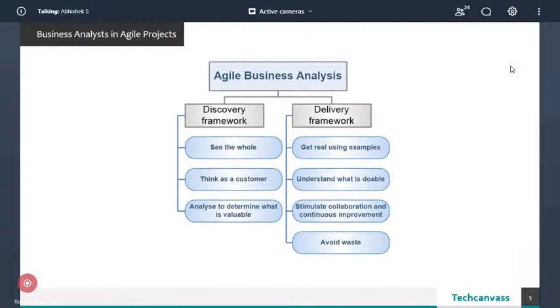Probably, once you do that, it will also help you to prioritize the requirements. So that is an important principle that is required. Finally, when you go on to the delivery framework, the first one is get real using examples.